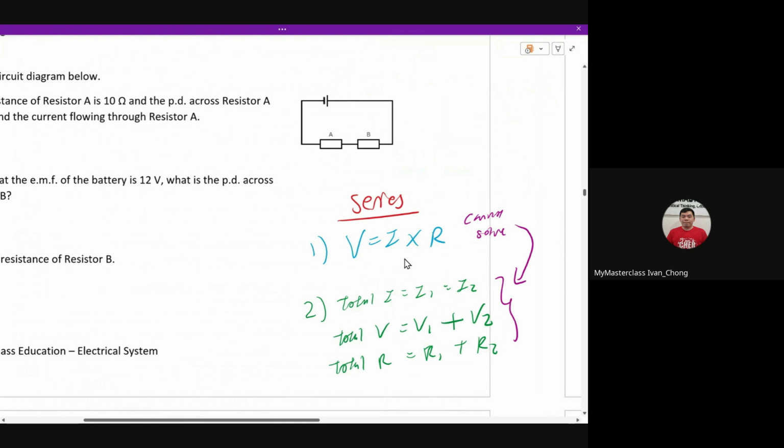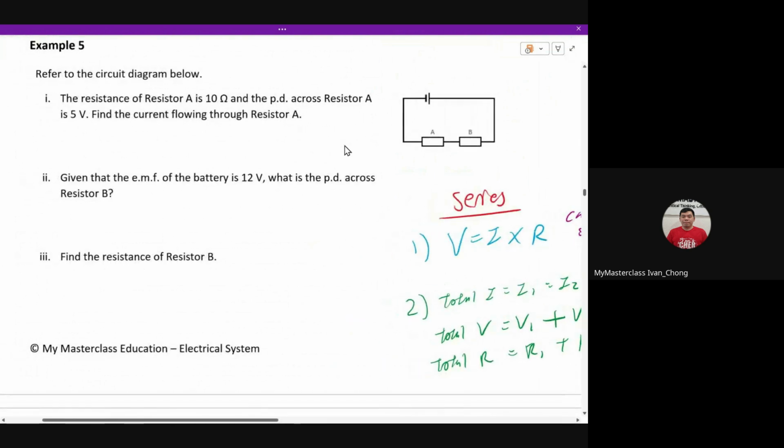If I can use V equals IR to solve, I sure use this to solve, no problem. But do take note, there is one concern when you use V equals IR. If I want to find V1, or VA for example, I need to use I of A, I need to use R of A. Must be the same. A very common mistake is some students will use their total V but use RA. If you use total V, I need total I and total R. I cannot just use RA, which is just one of the two. You need to use the sum of both. You need to use total R.